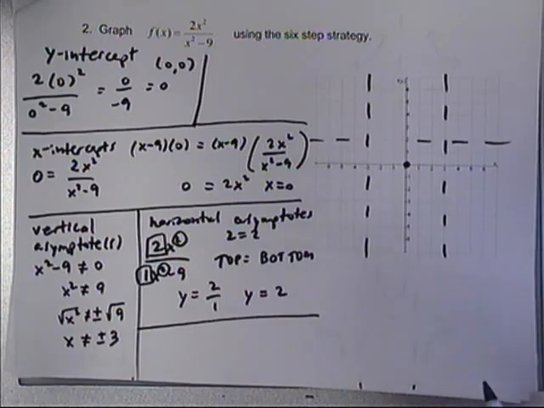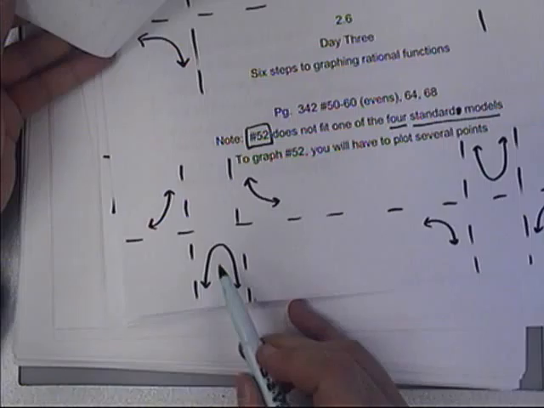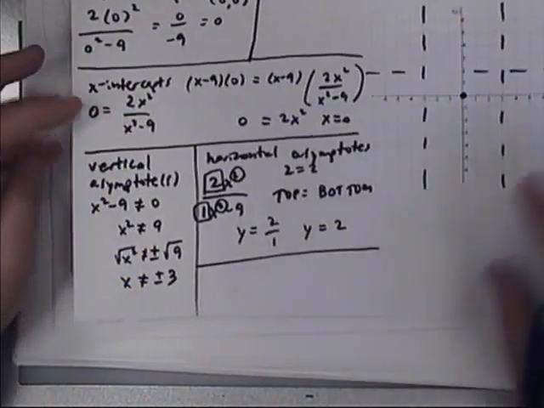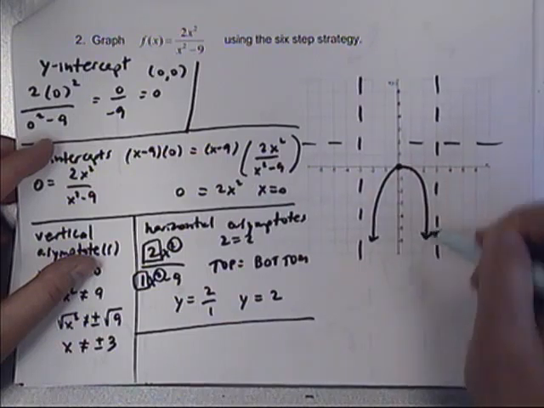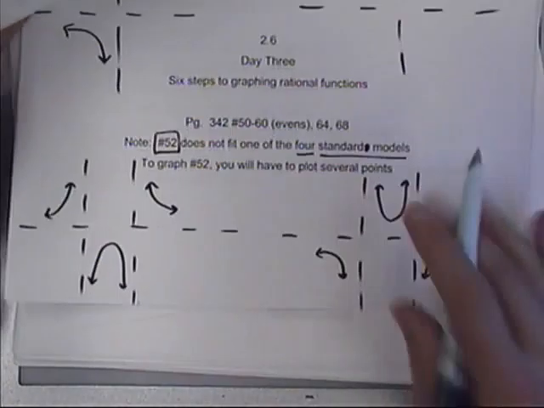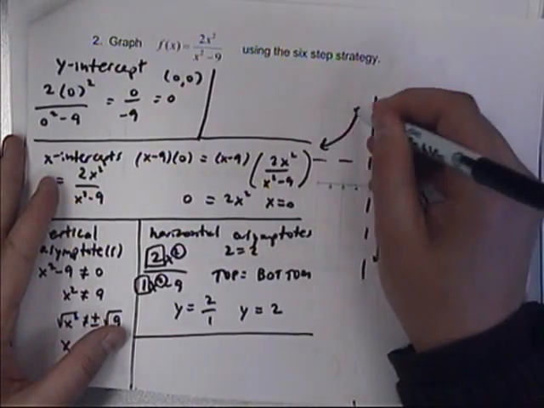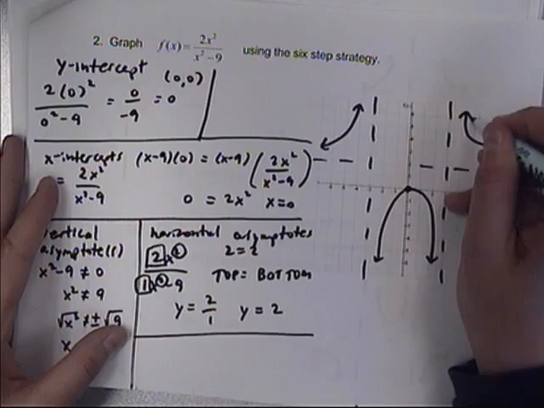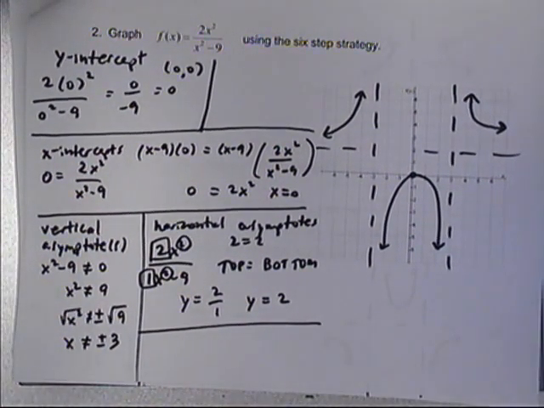So what category of graph does this fall into? Well, it's got to be this one, because there is a point down here that can be mapped out. You see here on this one, there's nothing there. So there is my curve. And don't forget number 52, you'll have to plot some points and figure out what the curves are doing, because it doesn't match a normal model.